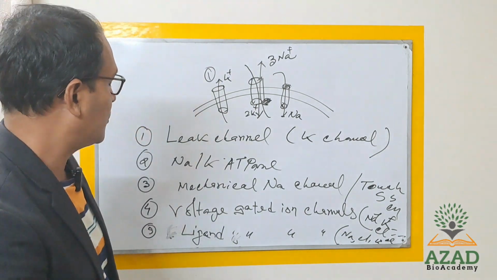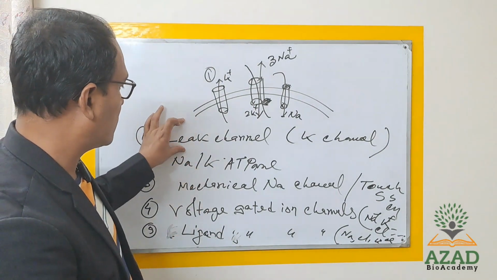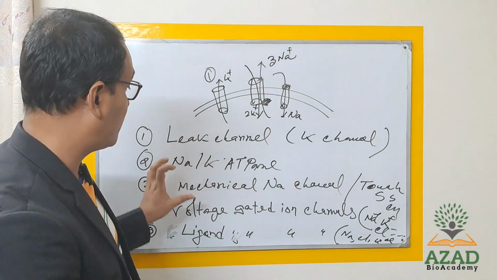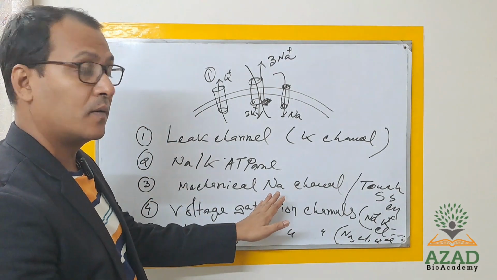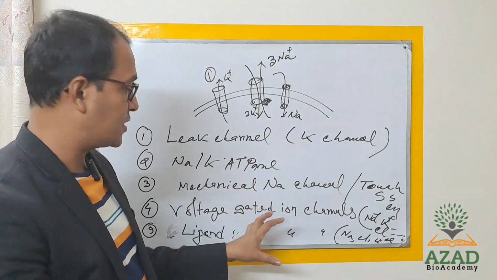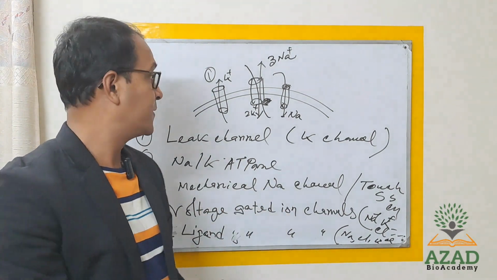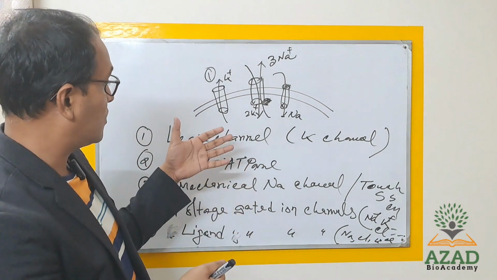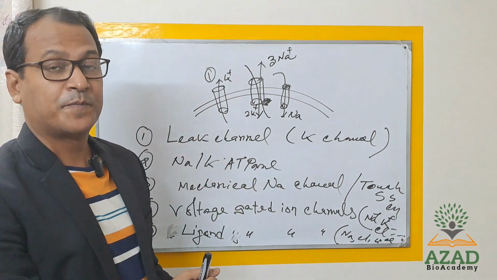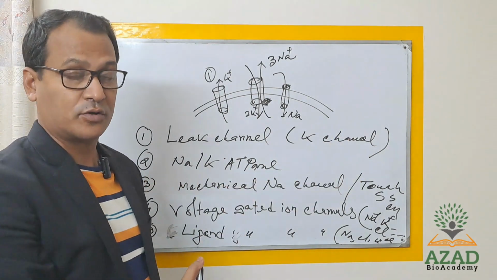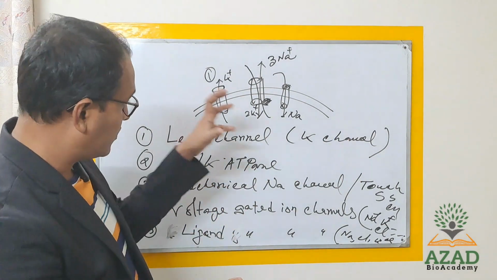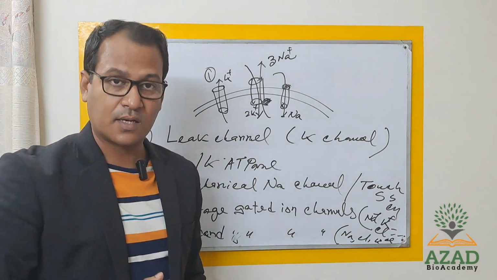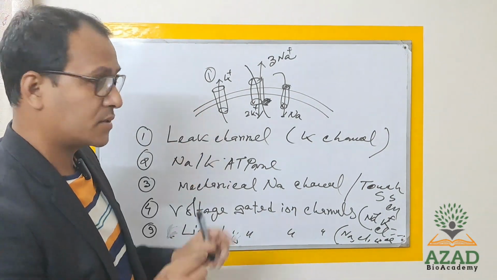Okay, so what would be the role of the leak channel, the sodium potassium pump, the mechanical sodium channel, the voltage gated channel, and the ligand gated ion channels? I will just discuss the roles of these channels regarding the action potential. Before going to the action potential, we should think about their basic roles.